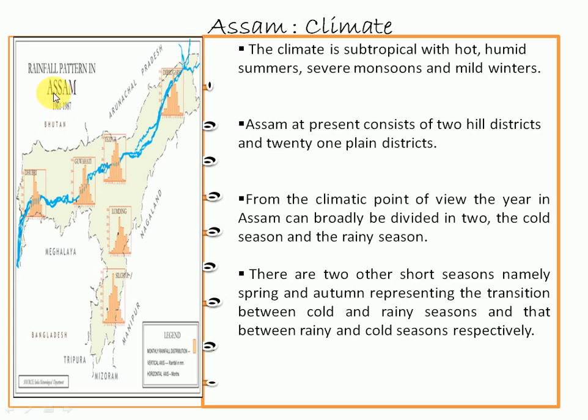This is the rainfall pattern in Assam, the annual rainfall pattern. You can see this is Dibrugarh, and there are the other important cities, and you can see the maximum rainfall is received in the months of May, June, July. So, Assam receives maximum rainfall in monsoon season.